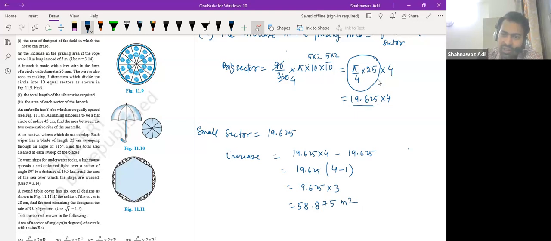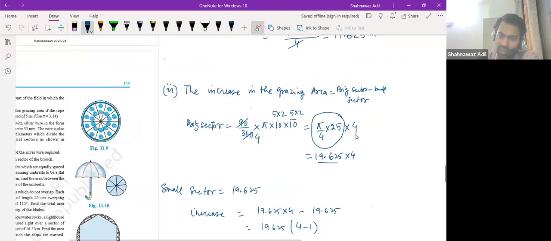You can also simplify this portion, or write this as 25 pi. So you can also do that: 4 cancels with 25 pi, and then you solve this. You can do that, but this is easy because we already have the value. That is why I have done it this way. Any doubt, guys? Any question?